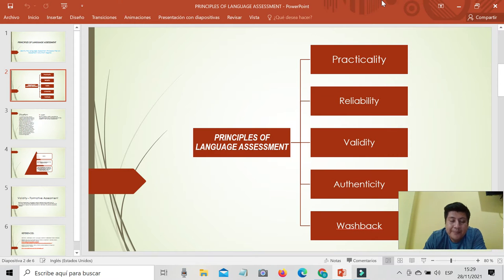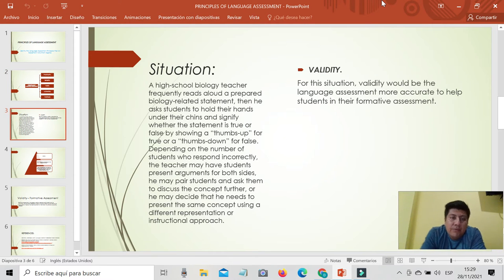We have first this situation where a high school biology teacher frequently reads aloud a prepared biology-related statement. Then he asks students to hold their hands under their chins, signifying whether the statement is true or false by showing a thumbs up if it's true or thumbs down if it's false. Depending on the number of students who respond incorrectly, present arguments for both sides.